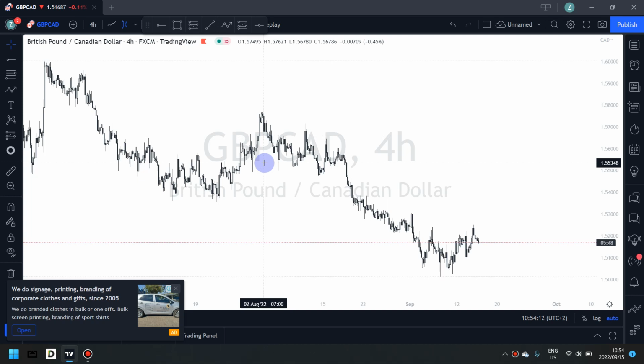Our pair for today's analysis is the GBPCAD, the British pound versus the Canadian dollar. So without any further waste of time, let's get on with the analysis.